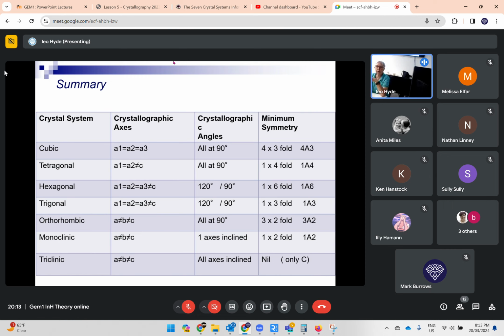But for your theory, if you know those 3 definitions, one's an axis, one's a plane, one's a center, how hard is that? They're not even difficult to remember. It's just the concept of getting your head around it.